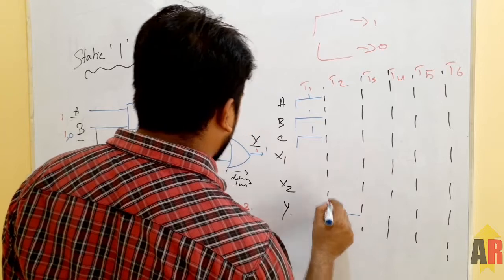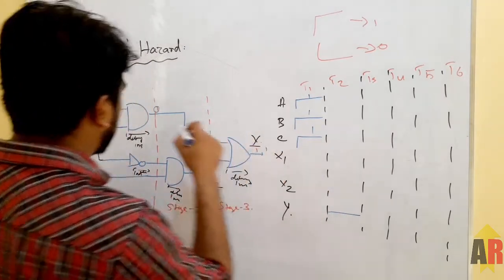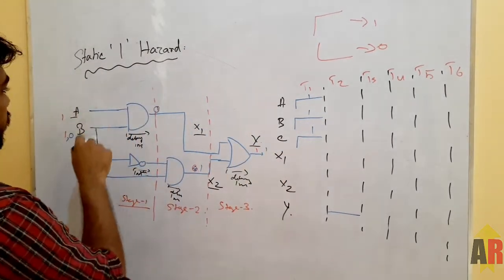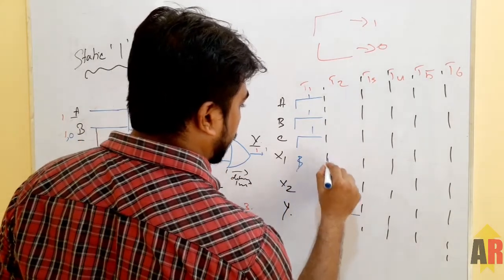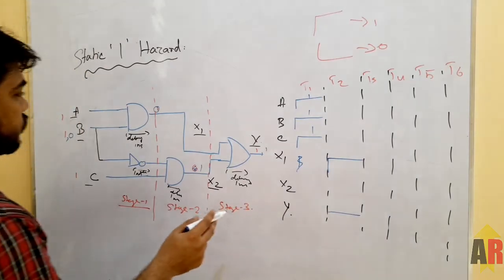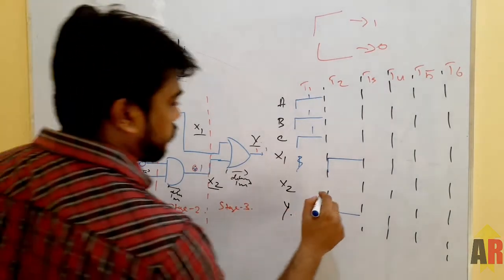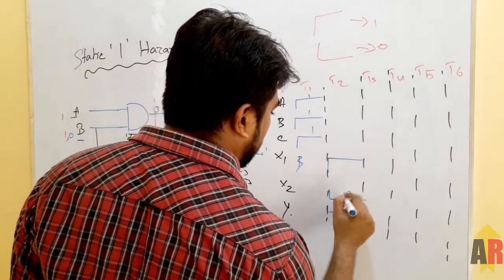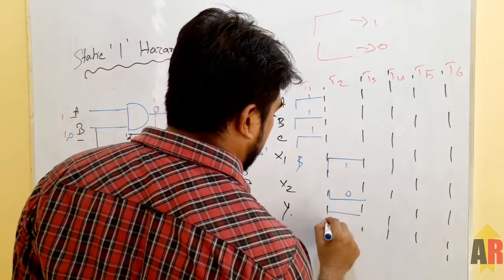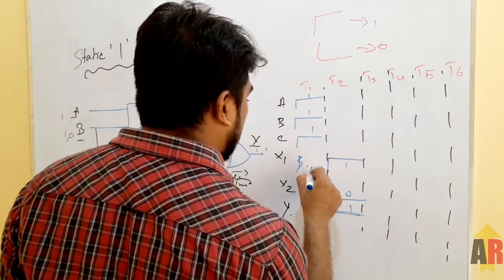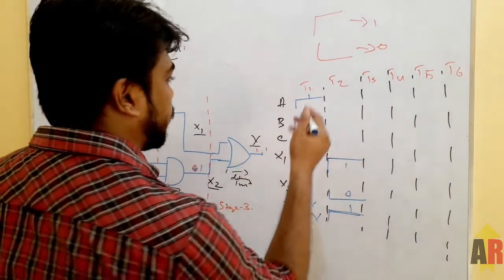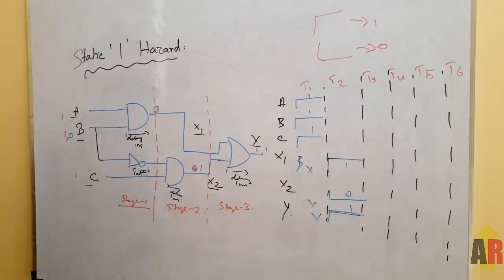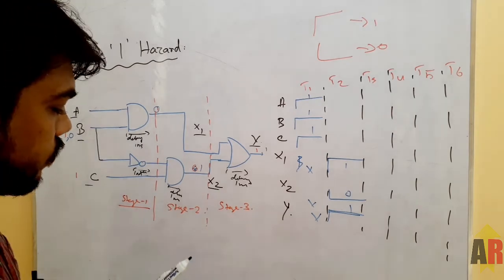X1 will be the previous state here. X1, 1 into 1 is 1. Sorry, x1 is 1 and x2 is 0. So 0, 1, and this one is 1. Here I am not considering it, in the sense that this term is just switched off. Once I implement this, it is activated and shows the output.